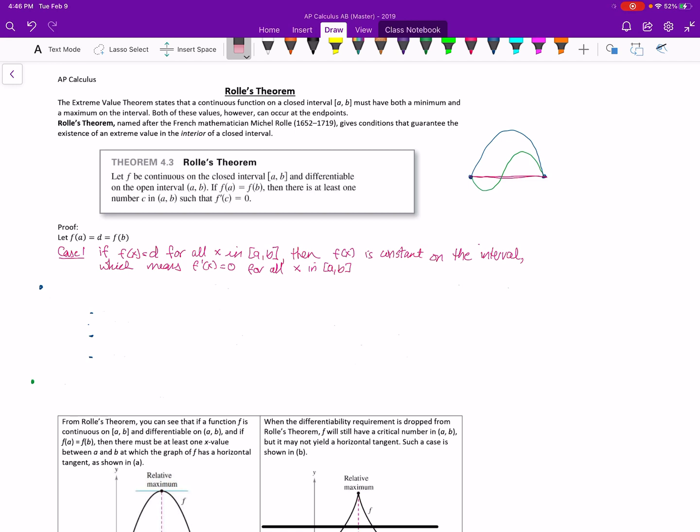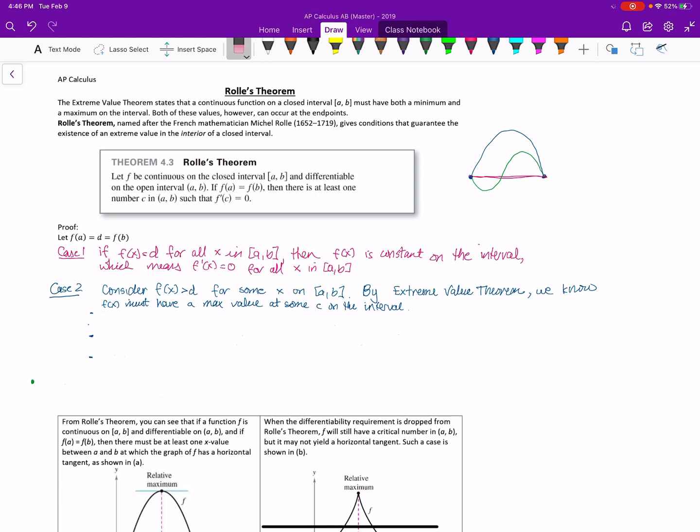Case number 2 looks like this. Consider f of x greater than d. So in other words, the function is above some value d. So it goes up from the endpoint. So the f of x in between the two endpoints are going to be above that y value. So for some x's, by the extreme value theorem, we know f of x must have a maximum value at some point c on the interval, because it's given that it's continuous and it's also closed. So by the extreme value theorem, we know that there's going to be some maximum there.